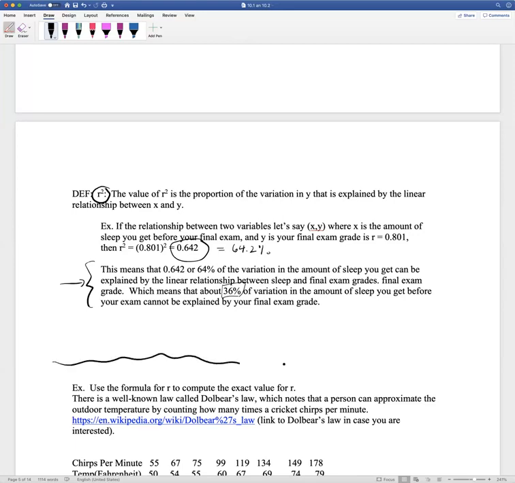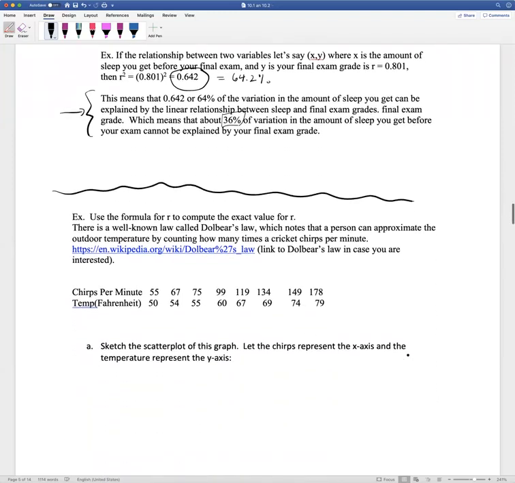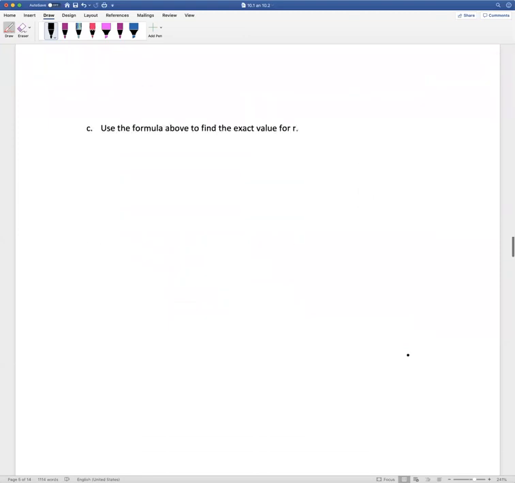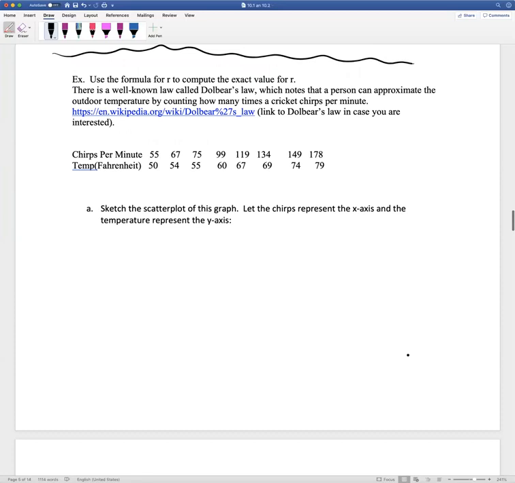Okay, so one more example, and then we'll call it a section. What I wanted you to do is get a real world understanding of the correlation coefficient. And this comes from something that's called Dolbear's law.